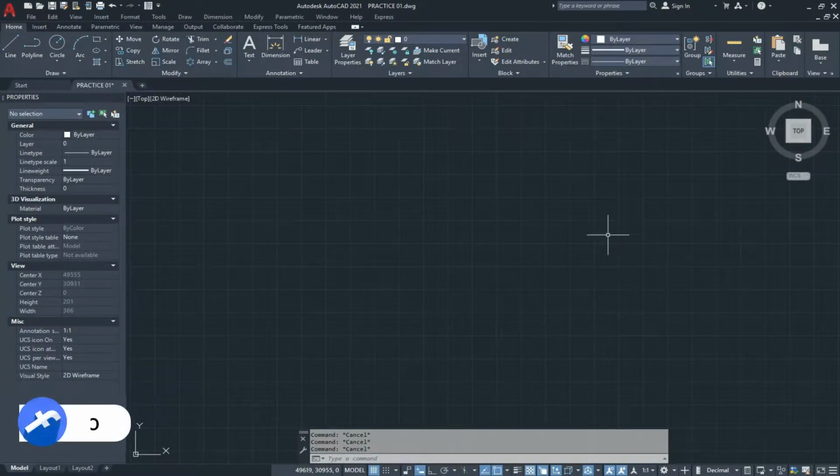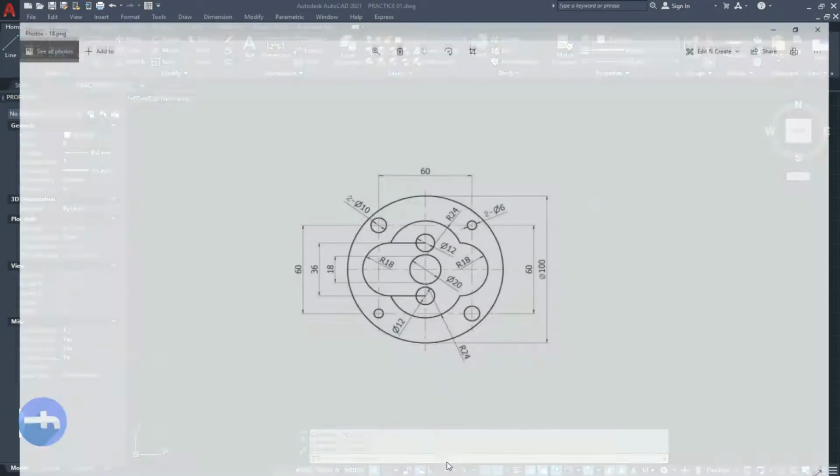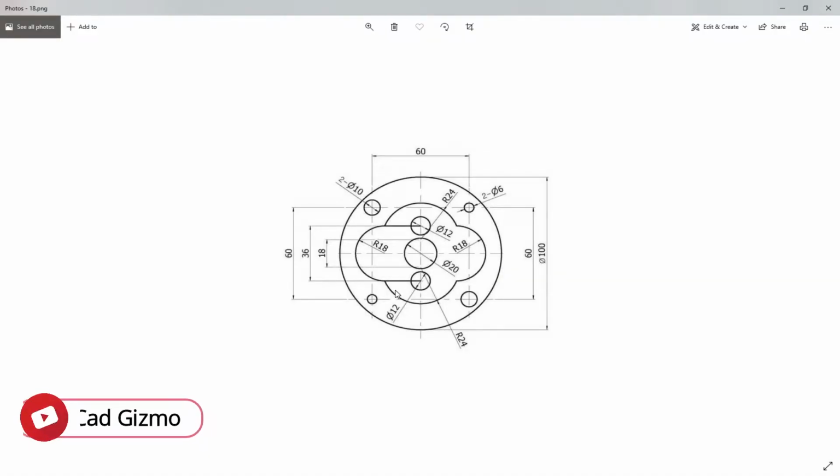And friends, we have this shape and we are going to draw this in AutoCAD. First we draw this outer circle which has the diameter of 100 units.